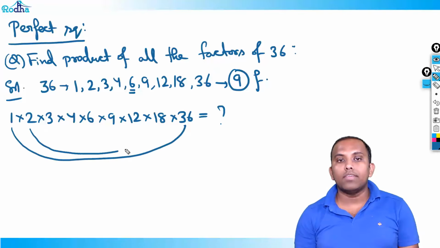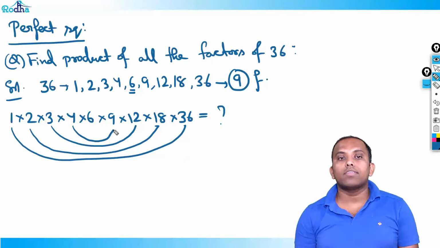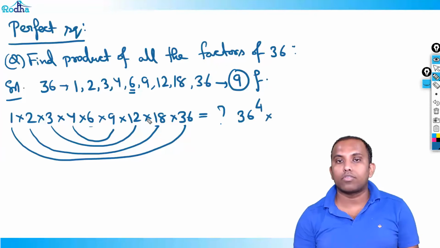2 into 18 is 36. 3 into 12 is 36. 4 into 9 is 36. 36, I got 4 times. 36 raised to 4, into 1, 6. Right? The 6 is left. So into 6.